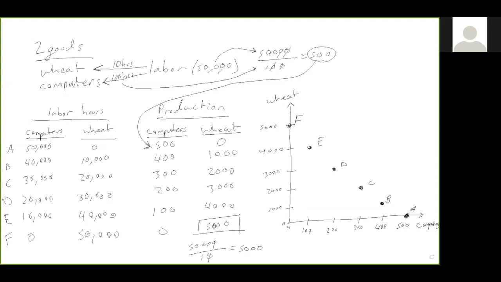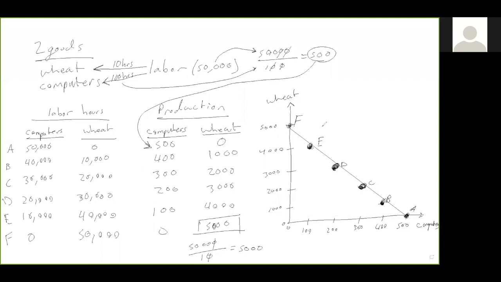And so if you connect these points with a line, that's what a straight line would look like. So we just need bigger points. And so what this line is telling you, think about what this means. All these points are potential production values of wheat and computers under different labor allocation scenarios.